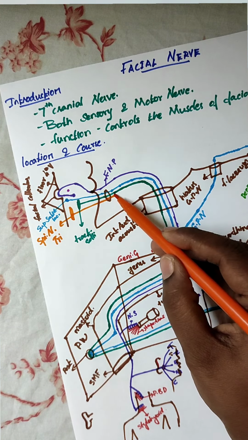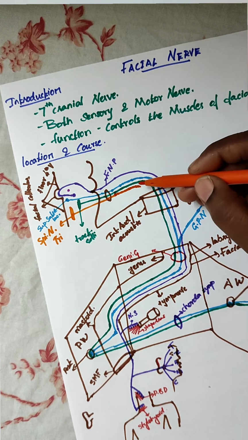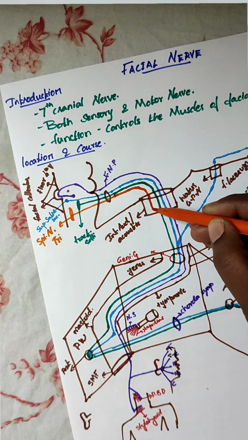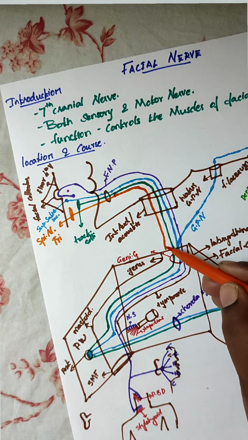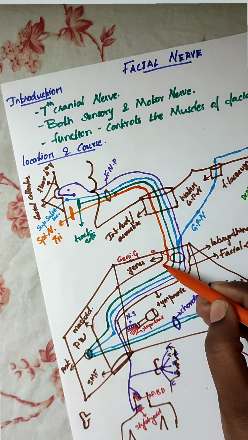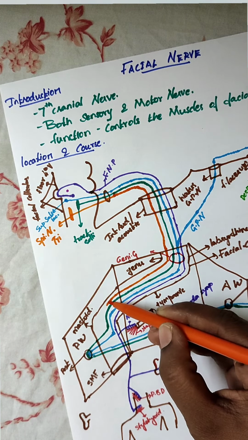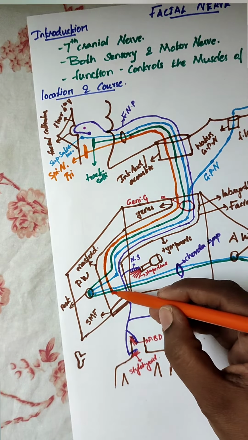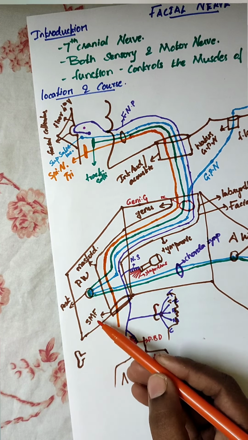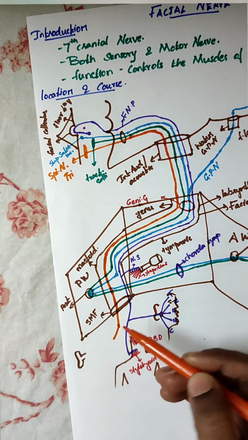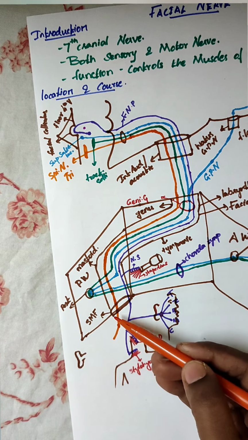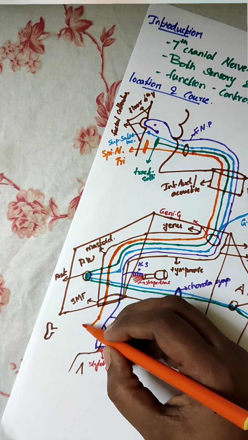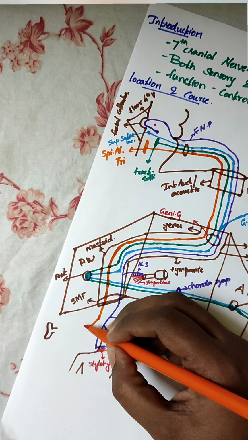The sensory fibers from the spinal nucleus of the trigeminal nerve exit from the cranial cavity through the internal acoustic meatus, and then enter into the facial canal, and then turn downward and come out of the facial canal through the stylomastoid foramen. After coming out through the stylomastoid foramen, the sensory nerve from the spinal nucleus of the trigeminal nerve is known as the posterior auricular nerve.